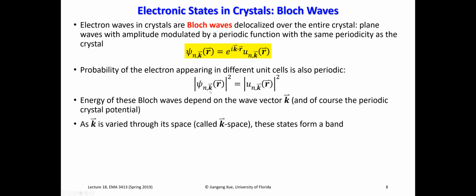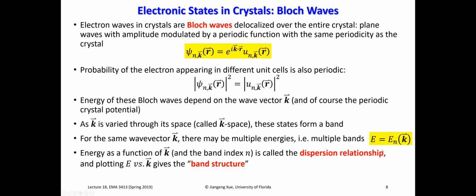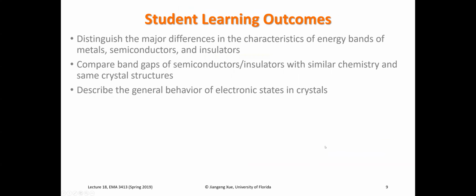As K is varied through its space, which we call K space, all those states combine to form a band. And for the same wave vector, as I mentioned earlier, there may be multiple energies, so we have multiple bands, and that's why the energy is a function of K, but you may have different bands. So overall, if you plot the function E versus K, we have the so-called dispersion relationship, and when you plot it, that's the band structure.